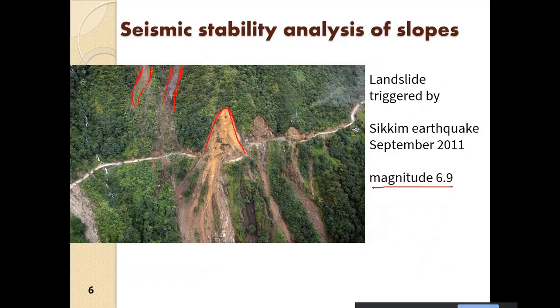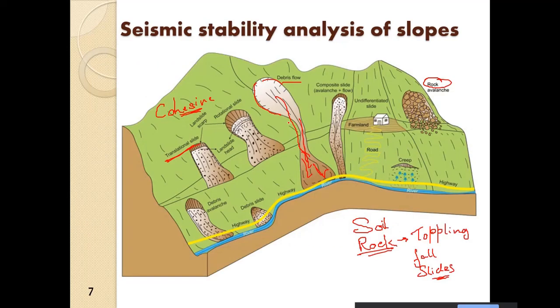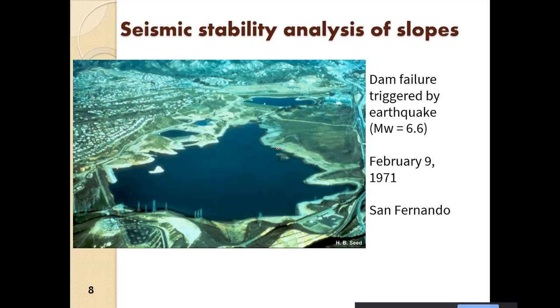Now, whatever we have discussed are natural slopes. One classic case of a man-made slope failure is the failure of the San Fernando Dam. It is a dam which failed, triggered by an earthquake of magnitude 6.6 on February 9, 1971.